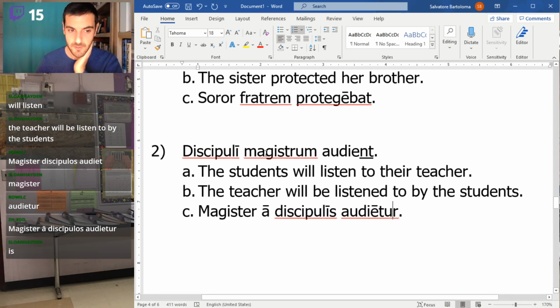Now watch what happened. Our original verb was they, right? Because the students will listen to the teacher, right? They will listen. So we had an NT. But in my new version, he is the subject. So my verb is now third person singular. So it's not just change NT to entur, right? You really have to be thinking about what's going on in the sentence. The teacher will be heard, audietur, he will be heard by the students, a discipulis.